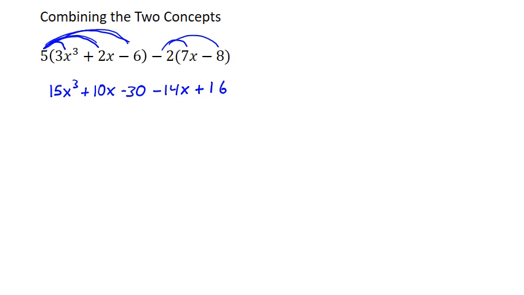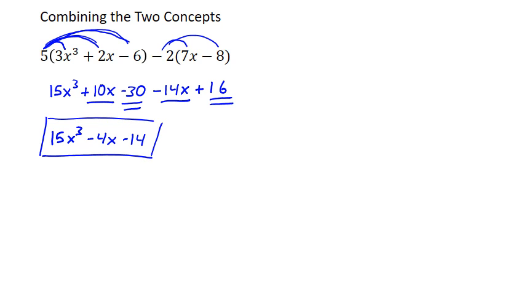So all of the distribution is taken care of. What I can now focus on is combining like terms. Now I only see one term that has an x to the third in it, so I'm going to leave the 15x to the third alone. But I do see that two terms have an x in it with the exponent of 1 on it. So 10x minus 14x is -4x. 10 minus 14 is -4. And lastly, I see two constants that I can combine. -30 plus 16 is -14.